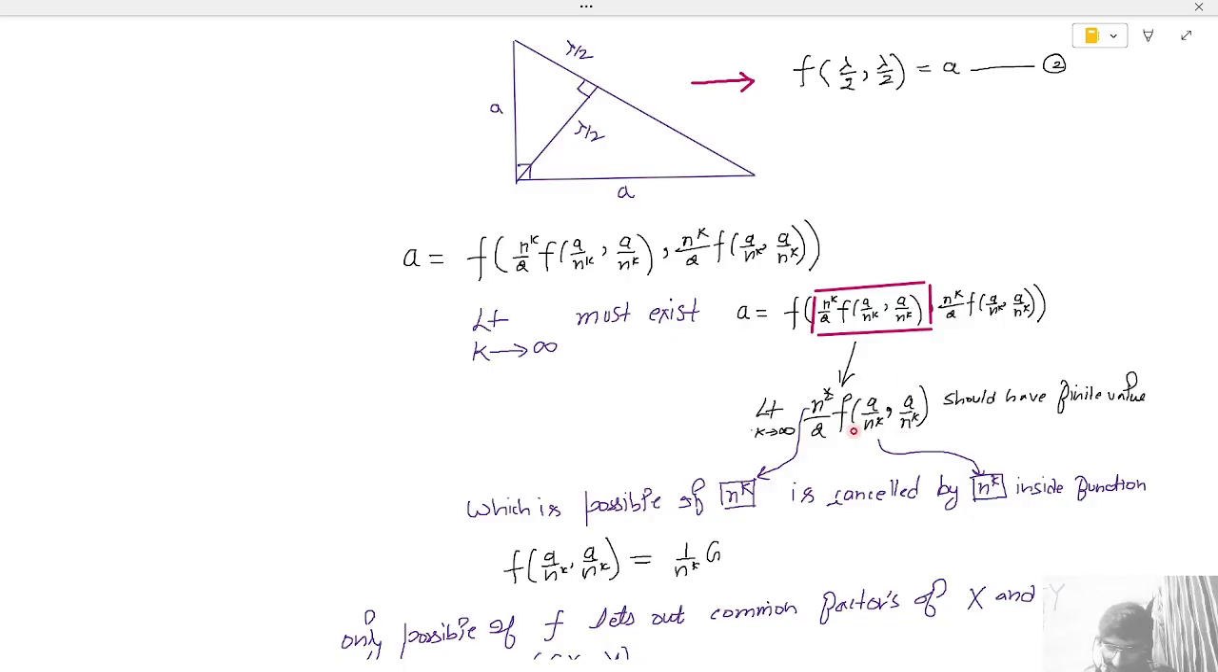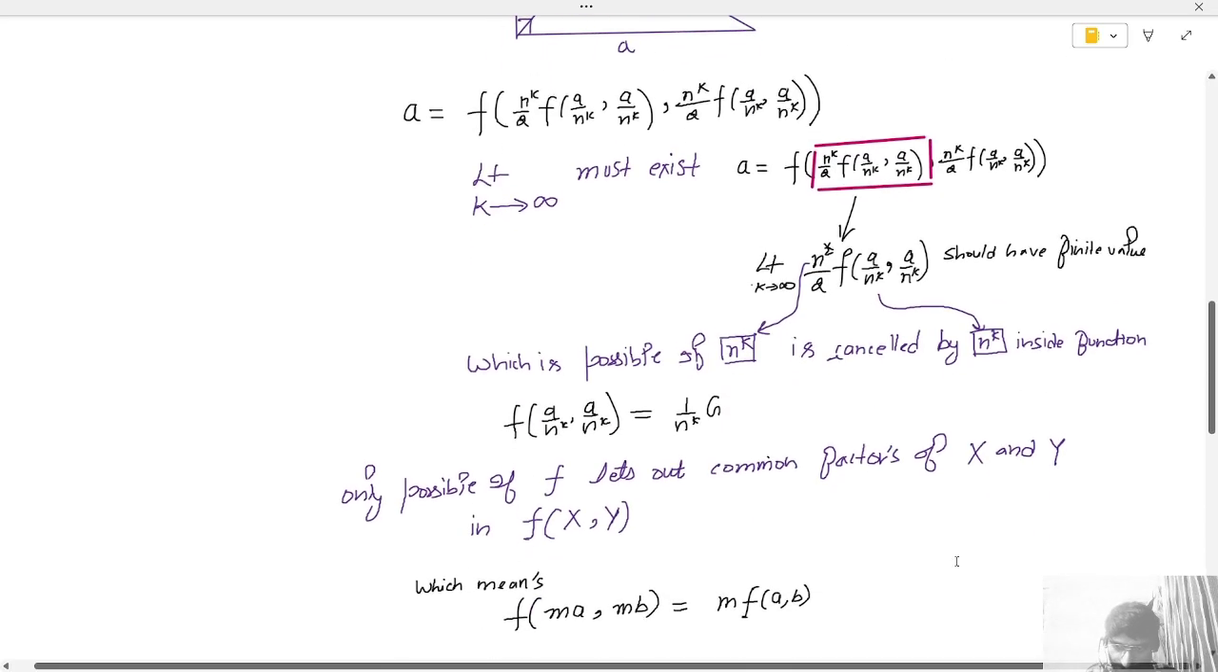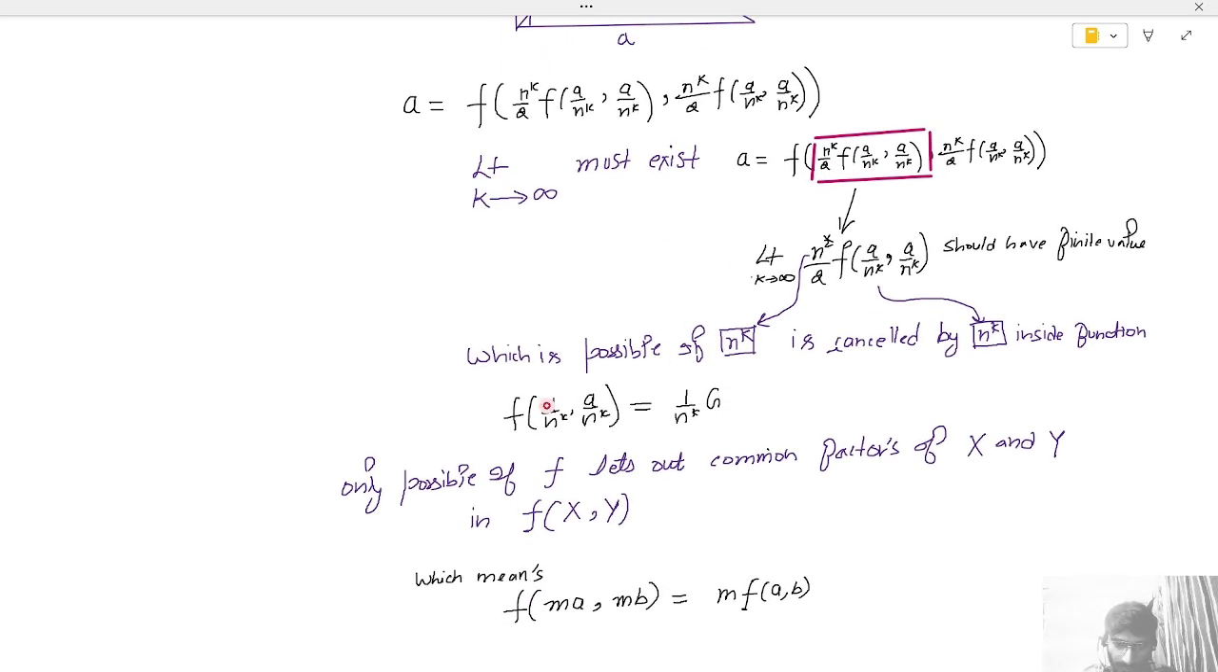Because if inside the function this nk cancels out, then nothing will be left to cancel out this nk outside the function, and because of that they cannot cancel out inside. And for that matter, we can think about it. So a function must be able to spit out this nk value, keeping whatever is inside in the form of g.